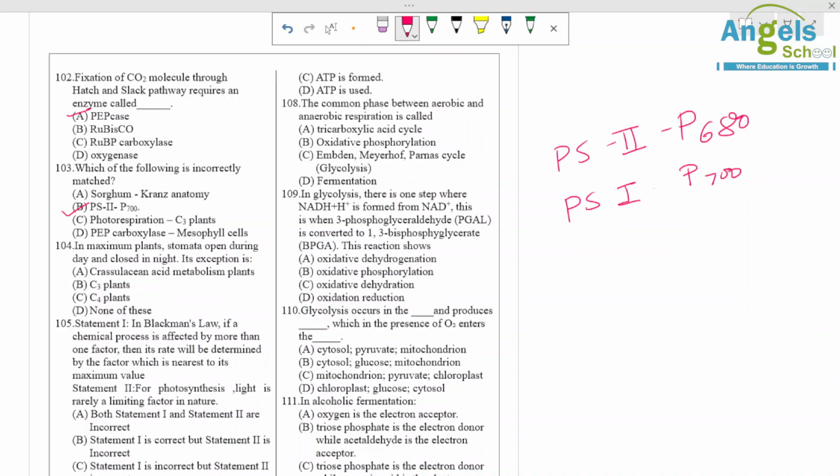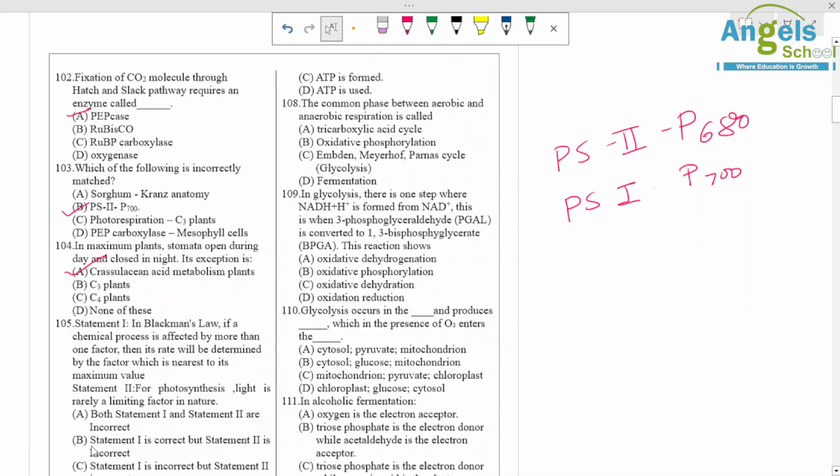104. In most plants, stomata open during the day and close at night. The exception is crassulacean acid metabolism plants, C3, C4, and none of these. So the correct option is answer A, CAM pathway or crassulacean acid metabolism plant is the exception, because stomata are closed during the daytime and open during the night in this particular plant.